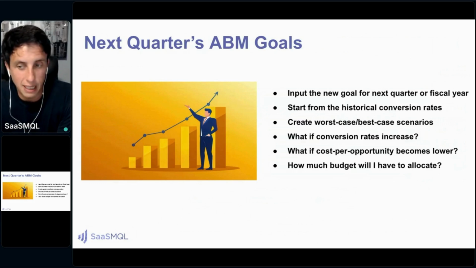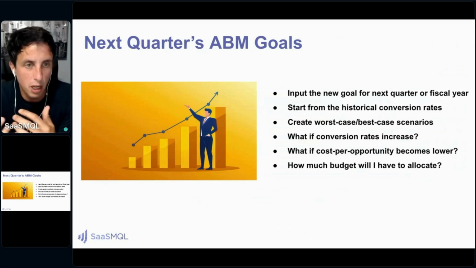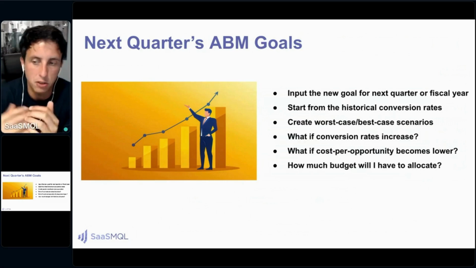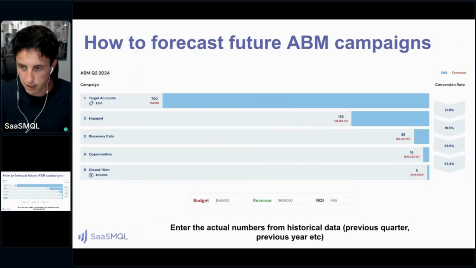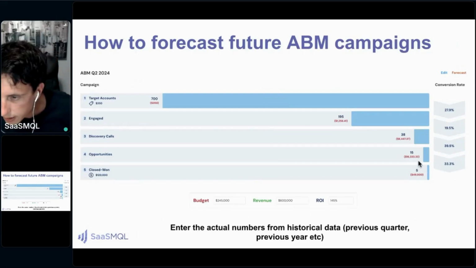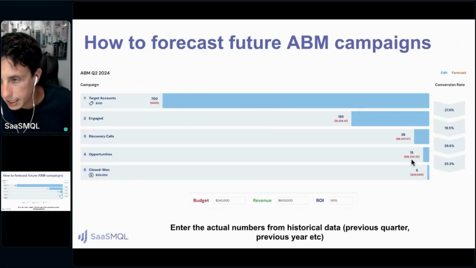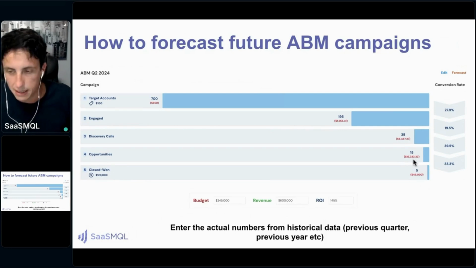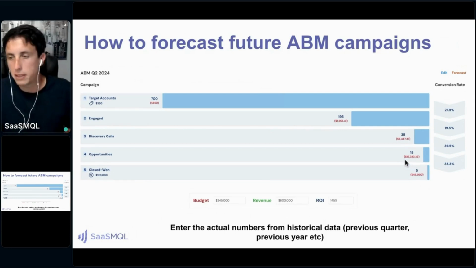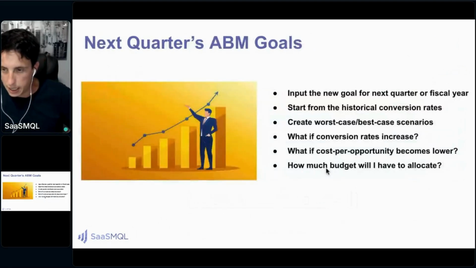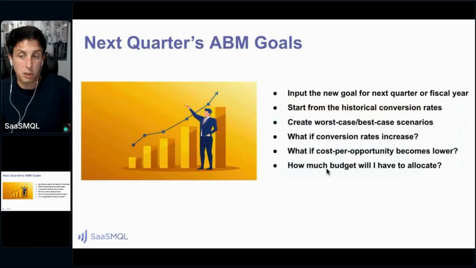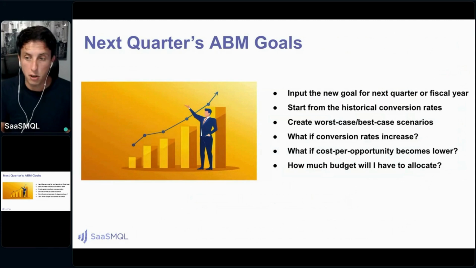And I want to also calculate that and kind of have a range. What if my cost per opportunity becomes lower because, again, we're more efficient, we're engaging more accounts with the same amount of money? So my cost per opportunity, which you can see right here, is going to become lower. Instead of 16,300, maybe it's going to be 12,000 for each opportunity. And how much budget we need to allocate to reach this new goal.